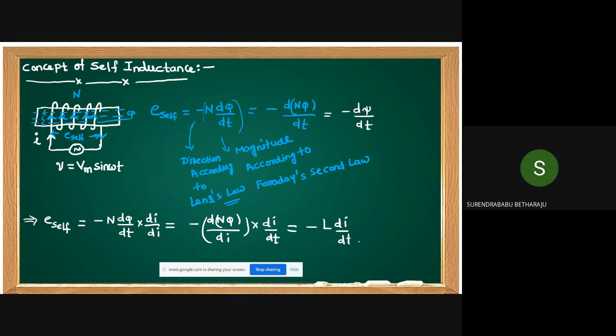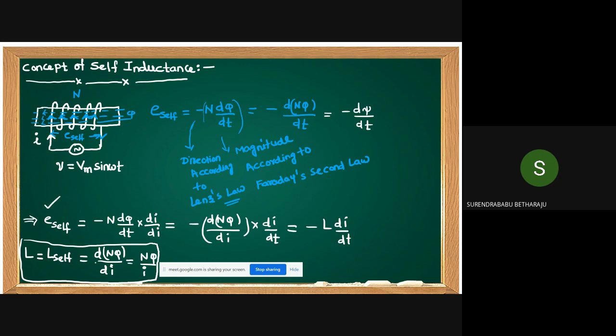What is L here? Where L is the self-inductance, L self. Then what is this L? I am replacing this as L: d(Nφ) by di, or simply you can write Nφ by I. Okay, this is the concept of self-inductance. The self-inductance is defined based on the self-induced EMF.